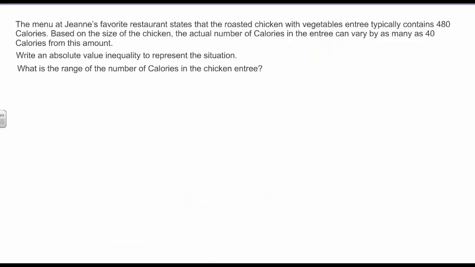Now we've got a word problem. So the menu at Gene's Favorite Restaurant states that roasted chicken with veggies is typically 480 calories based on the size. It can vary as many as 40 calories on either side. So what that means is my calorie count could be in between two actual values. So if I start at 480, it could be as high as 40 more or 40 less than the 480.